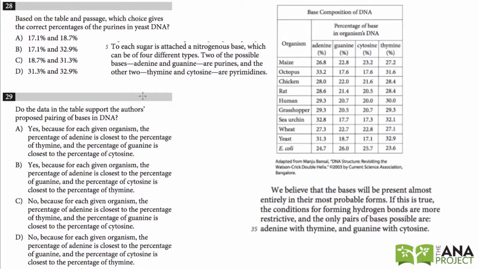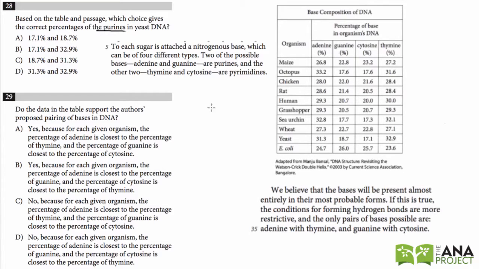The last four problems, 28, 29, 30, and 31, have to do with this chart as well as the passage. So let's do 28 and 29 in this video, and then in the next video, we'll finish up the passage with problems 30 and 31. Let's start with 28. Based on the table and passage, which choice gives the correct percentages of the purines in yeast DNA?